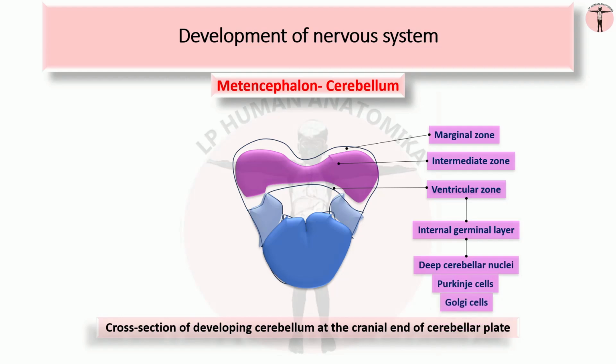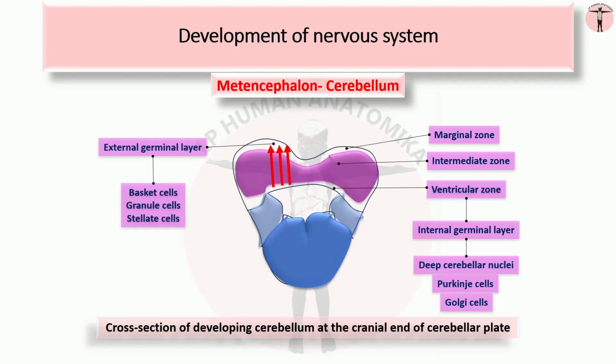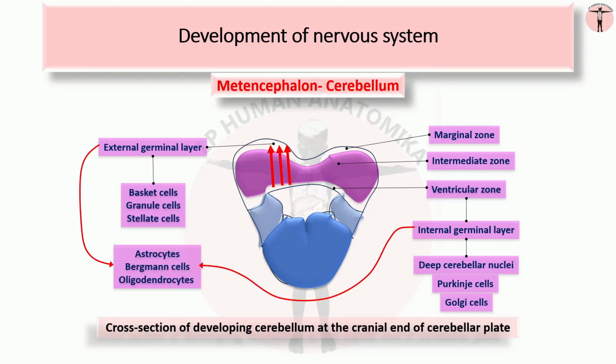Some neuroectodermal cells from the internal germinal layer migrate through the marginal zone to form the external germinal layer. The external germinal layer gives rise to the following structures: basket cells, granule cells, and stellate cells. Both the external and internal germinal layers give rise to astrocytes, Bergmann cells, and oligodendrocytes within the cerebellum.